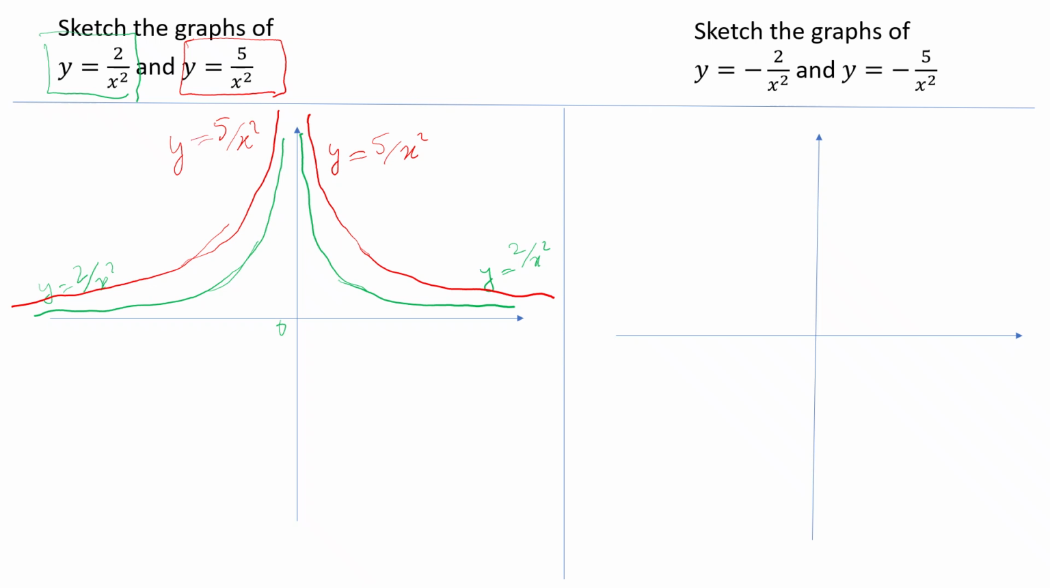Let's do the next one. First graph I'm going to draw green. When x is positive, y value is negative. The graph is like this way. When x is negative, y is also negative. So the graph is like this way.